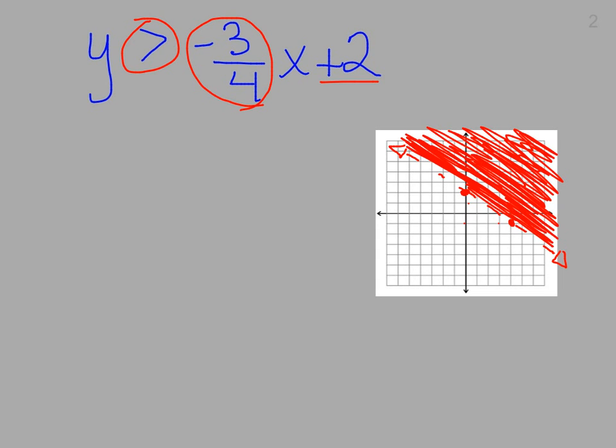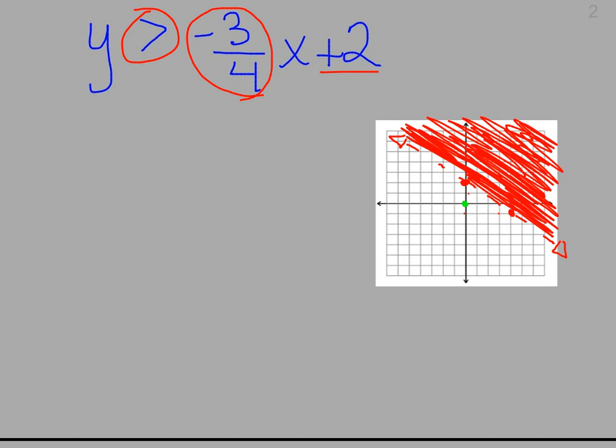So your graph needs to look like that, and then the next thing you're going to do is determine if you have done it right by choosing a test point. A good test point is always the origin, 0, 0. And since I see that if I put a dot on 0, 0, it's not in my shaded region, if I plug in 0, 0 for y and x, I should get a false statement.